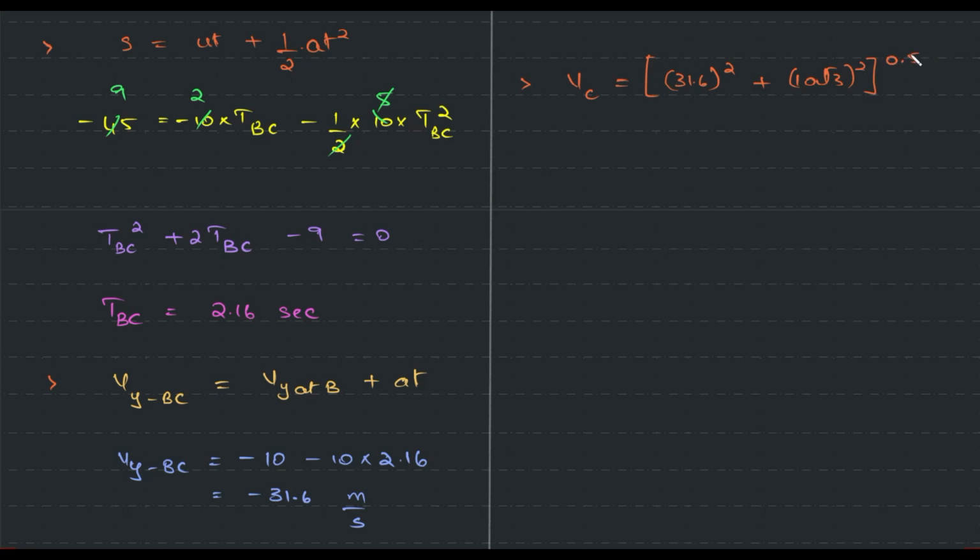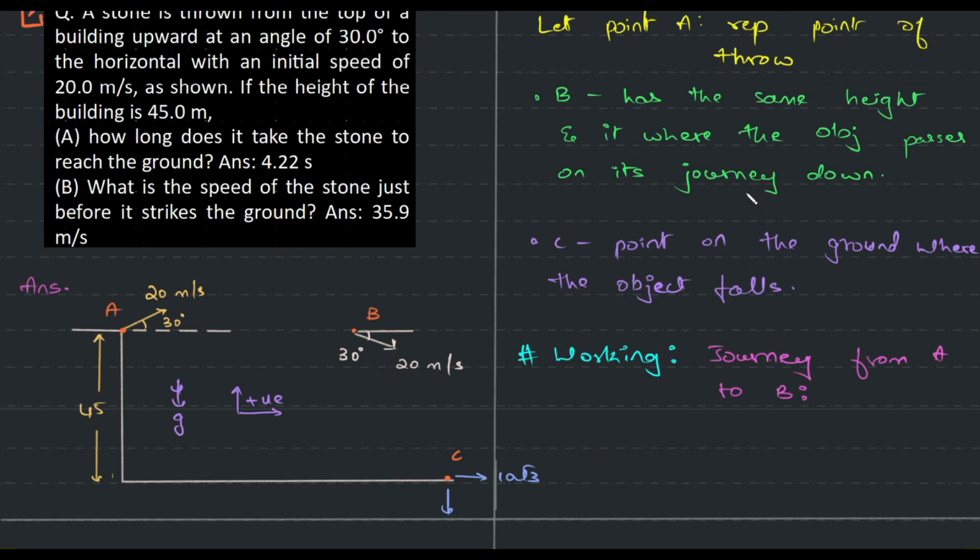So again, you don't have to calculate all of this. You should not be getting such numbers. 31.6 square plus 100 into 3. So this is 1298. Root of 1298. It's around 36 meter per second. So I'm doing this just for the sake of checking if the answer is right. I've written some numbers over here.